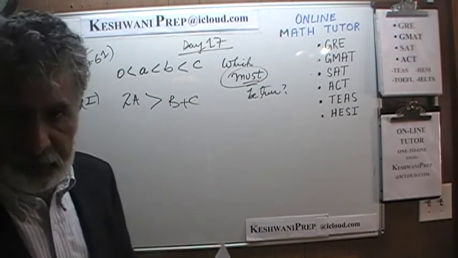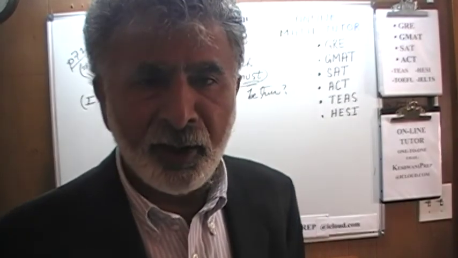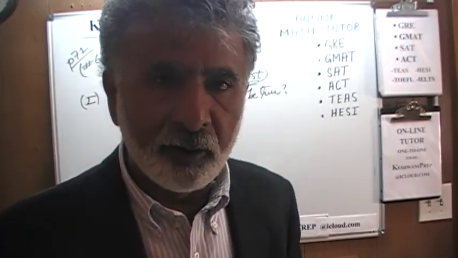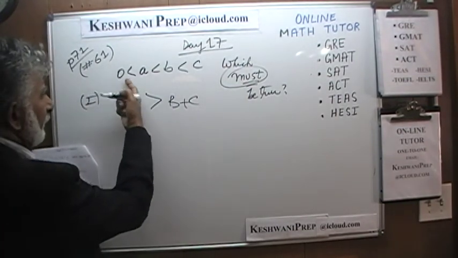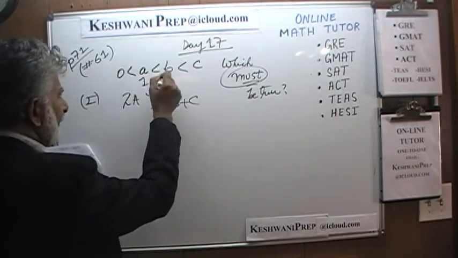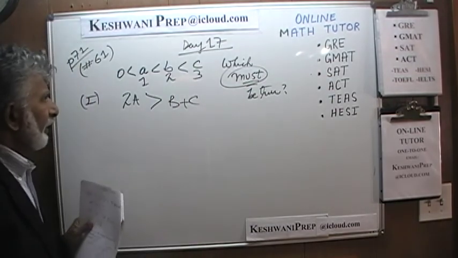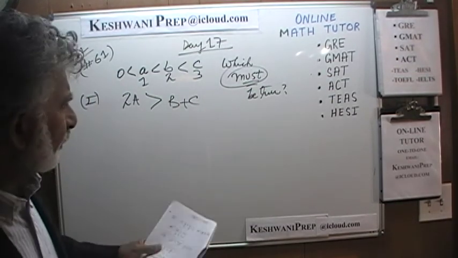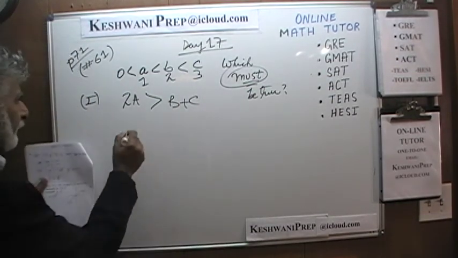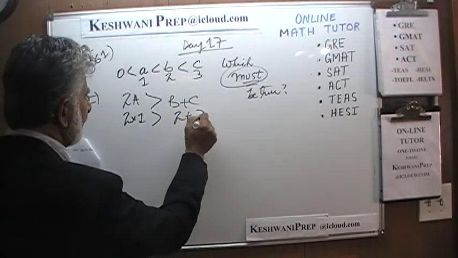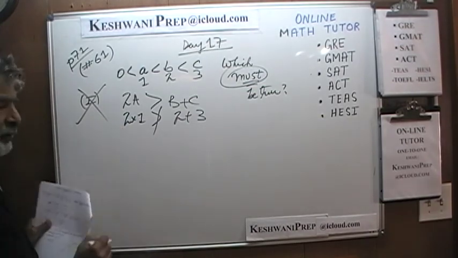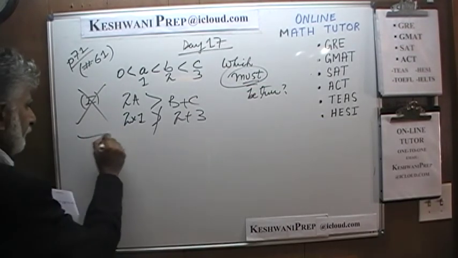The quickest, the easiest, the most economical way here to tackle this, instead of dealing with algebra, is to just plug in some numbers. Any numbers would do. They have to be greater than 0, and it doesn't put any other restrictions, so we're just going to put down 1, 2, 3. If we do that, 2 times 1 is supposed to be greater than 2 plus 3, which it is not, which means statement number 1 is not true.